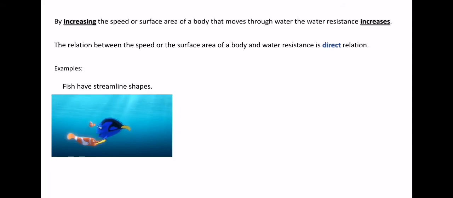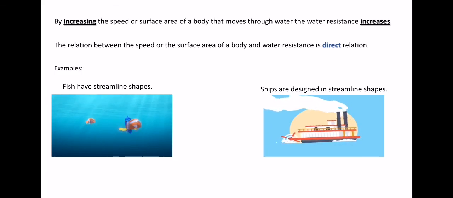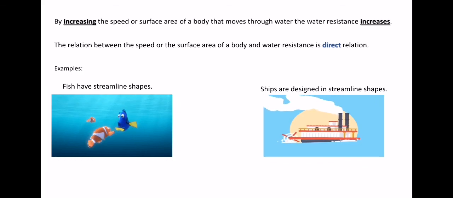Examples, we have fish, which have streamlined shapes. We said why? To decrease the surface area, so the water resistance decreases, so they can move at a high speed. Ships are designed in streamlined shapes also. Why? To decrease the surface area, so the water resistance decreases, so they can move at a high speed.